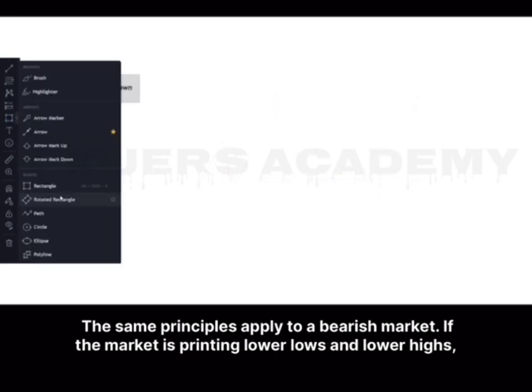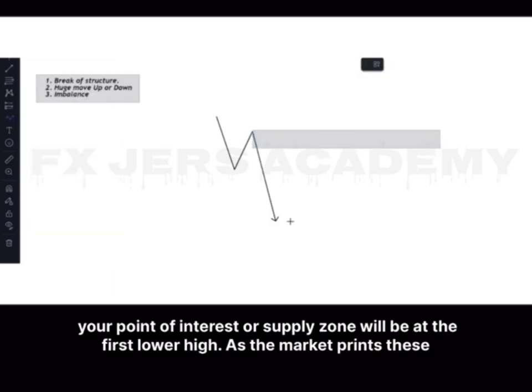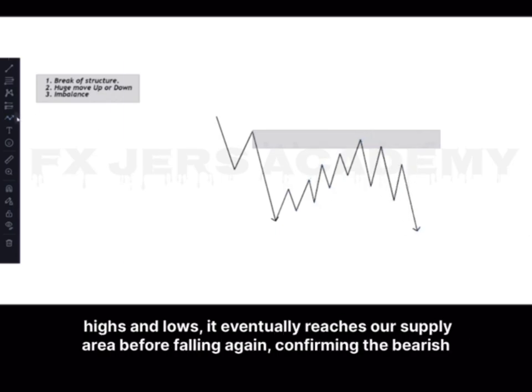The same principles apply to a bearish market. If the market is printing lower lows and lower highs, your point of interest, or supply zone, will be at the first lower high. As the market prints these highs and lows, it eventually reaches our supply area before falling again, confirming the bearish trend.